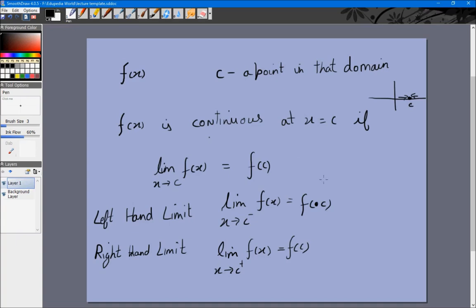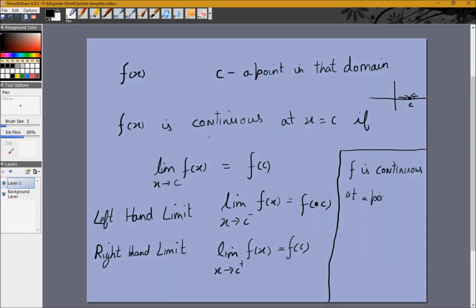Right. Another way of saying this, it's not a definition but it's an observation, is that f is continuous at a point if we can draw its graph at that point without lifting the pen from the paper.